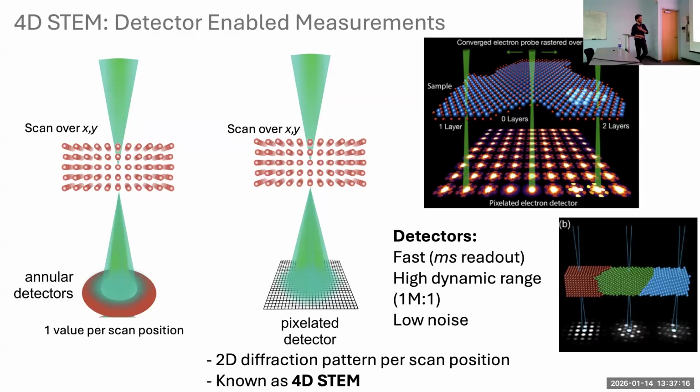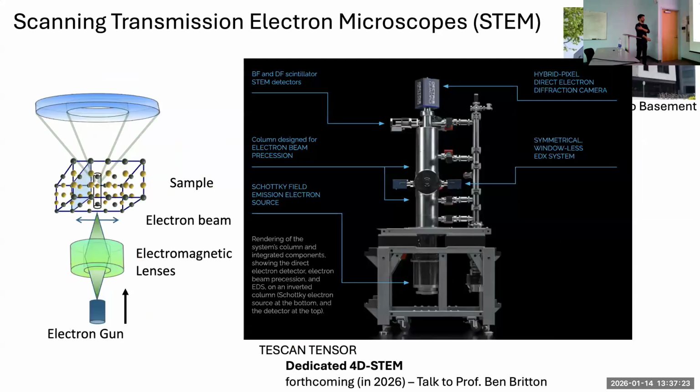But it's known as 4D STEM. It's also known as scanning nanobeam diffraction. It has a lot of other names. And in particular, the Tensor here, you can talk to Professor Ben Britton. It's really designed for these sorts of measurements, but we can also perform this on the Neon microscope.